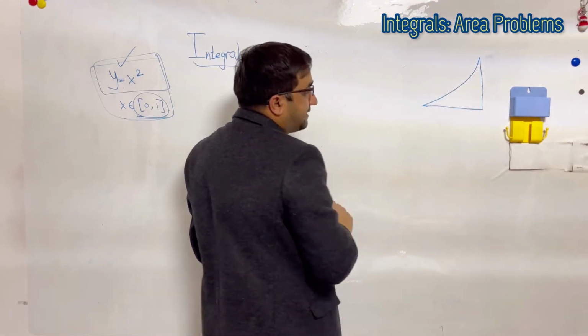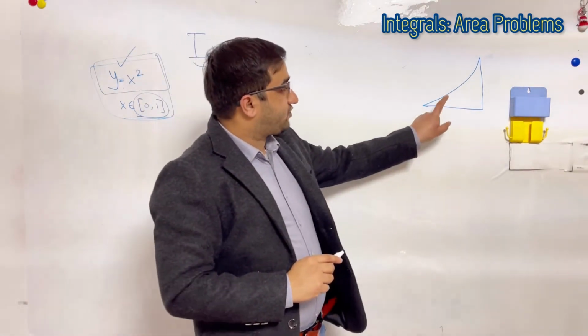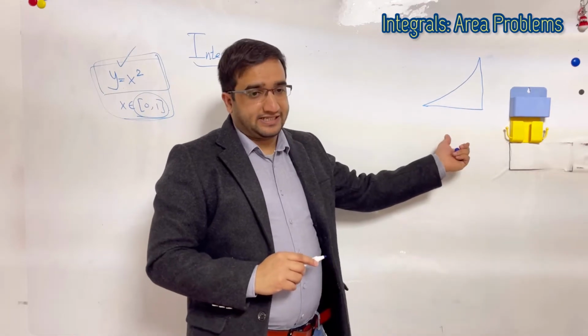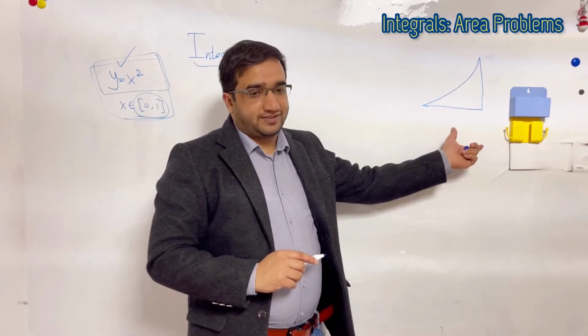Now the problem is, if it would have been a simple triangle, it was so easy to calculate the area. Area equals half of the base into height.